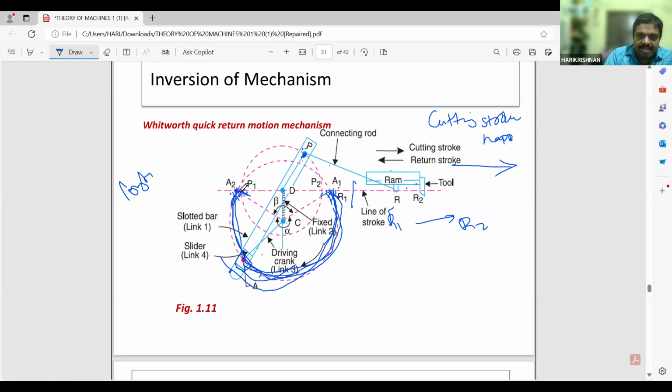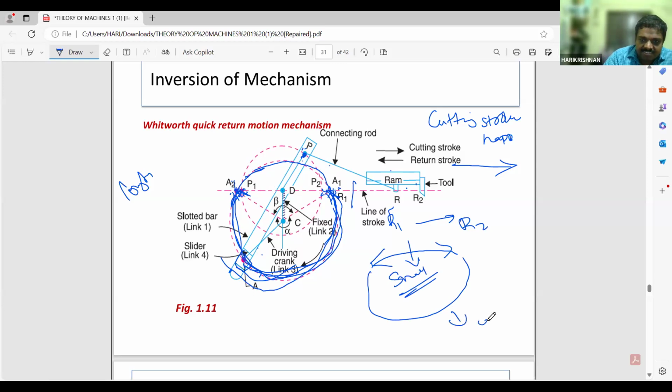When it comes from A2 to A1, it forms a small circle. So A1 to A2 is a large circle, and A2 to A1 is a smaller circle. The return motion is small, and this one is large. That is why it is known as the Whitworth quick return mechanism. Both of these mechanisms are used in slotting and shaping machines: one is the crank and slotted lever mechanism, and the other is the Whitworth quick return mechanism.